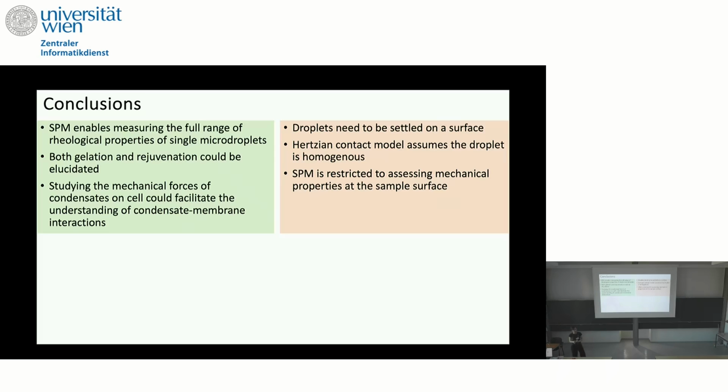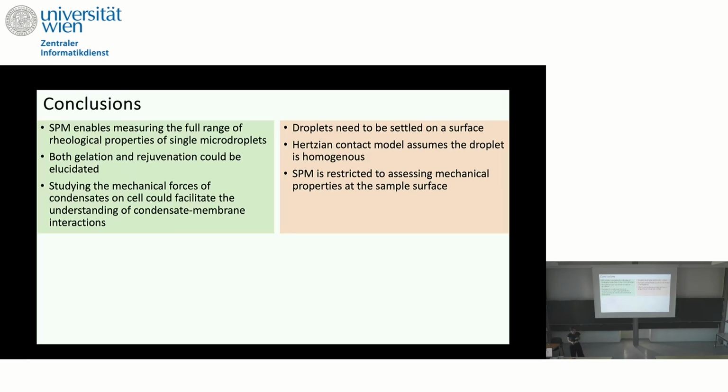The second limitation is that the Hertzian contact model assumes that the droplet is homogeneous. So we've heard also that you have core shell droplets. Also during aging, this is very important because for FUS, it has been shown that the gelation starts from the boundary and then travels inwards. So this is another limitation because the Hertzian contact model does assume the droplet to be homogeneous. But this is also something we have started looking into actually for core shell models and how we can introduce our new system to measure that.